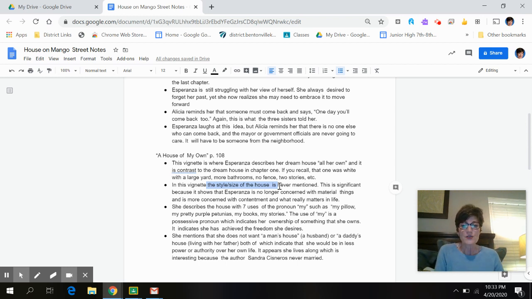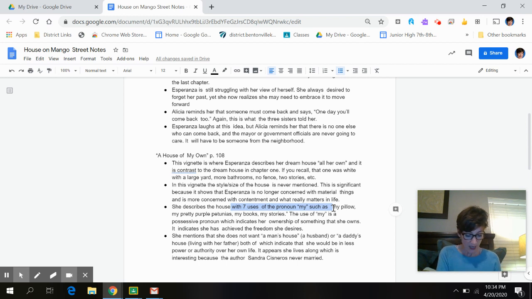She also uses the word my, which is a possessive pronoun, 7 times. And again, we know that when repetition is used, there's intentionality. And obviously she's trying to show my, not in a selfish, greedy way, but in a way to really show ownership, because she's never felt that she really had anything that was hers. She always lived in her parents' house, and then she expected to go into a husband's house. And so now she's saying, that's not what my dream is. My dream is to have my house. And so she says, my pillow, my pretty purple petunias, my books, my stories, to show that she wants to be able to have freedom.